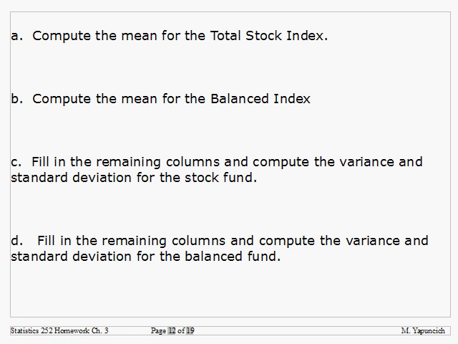And this, of course, is how it looks on homework. First you compute the mean for the total stock index, then you compute the mean for the balanced index, and there'll be more numbers than I showed here. Then you fill in those remaining columns, finding how far each data value is from the particular mean for the data set that you're working with. Square them and add them up to get the variance after you divide by the number that you have. Take the square root, and then you have the standard deviation for both of them.